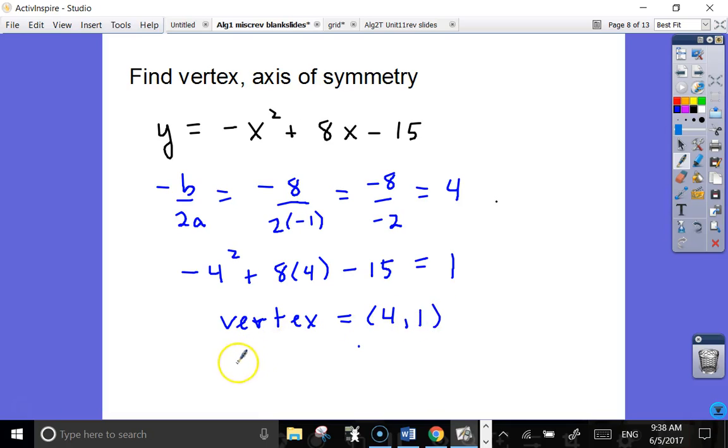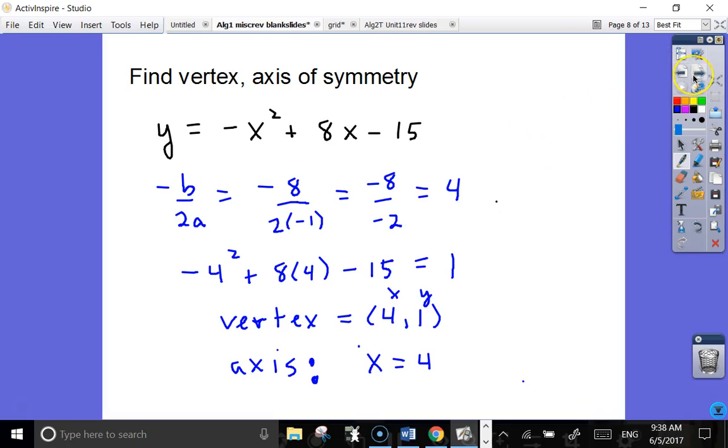Okay, now what is the axis of symmetry? It's a vertical line. How do you make the equation of a vertical line? Is it y equals? All right, x equals. Well, what would x have to equal if it goes through the point 4, 1? Come on, it's x, y, right? 4. Right? That's it.